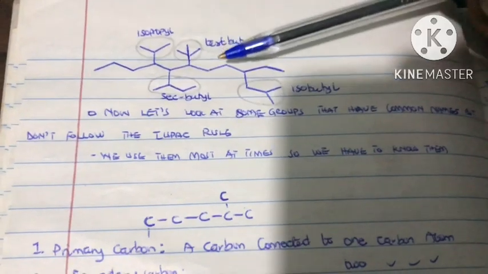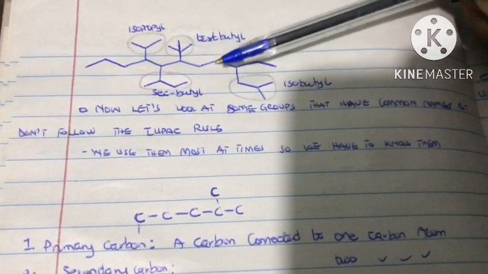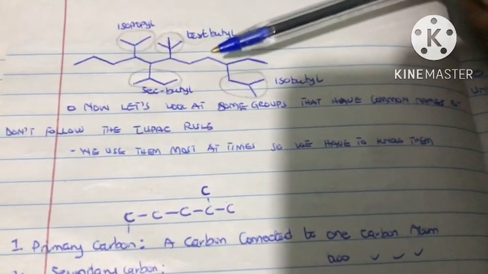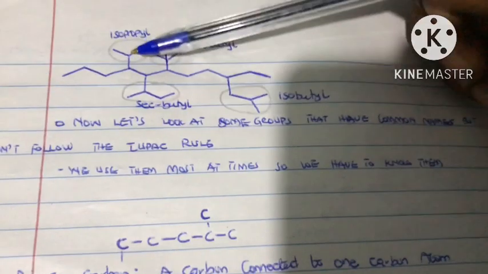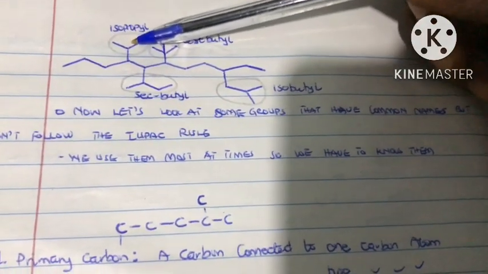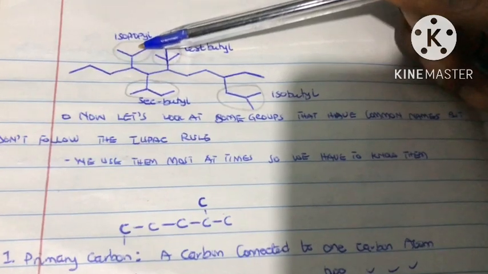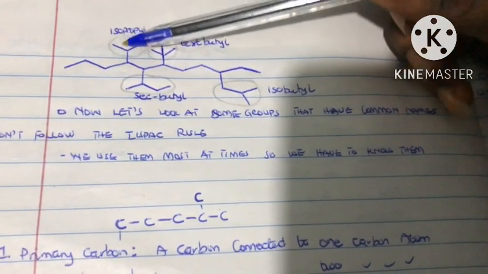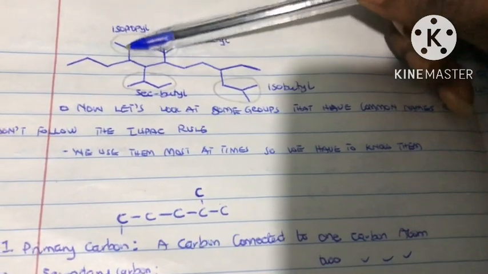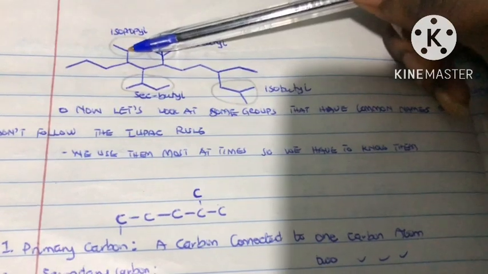Let's look at something here. Forget about the whole structure. I just drew this to make you understand certain substituents that actually use common names. They don't follow the IUPAC rules. So this is called isopropyl. Propyl because this is a 3-carbon alkyl substituent, and iso is with regard to the shape. You understand? So this structure is called isopropyl.